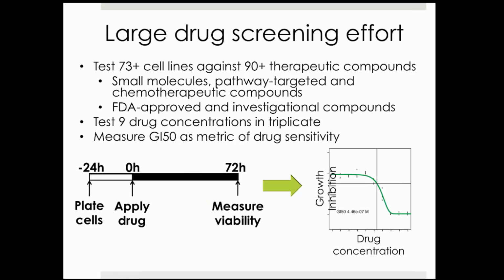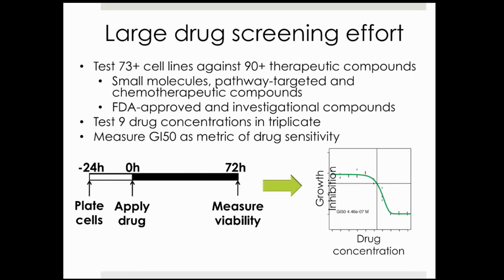So we grow cells up in the lab and plate them. 24 hours later, we apply drug, at one of 9 concentrations. Then 3 days later, we measure cell viability. From this assay, we can generate growth inhibition curves, which is shown on the right-hand side.